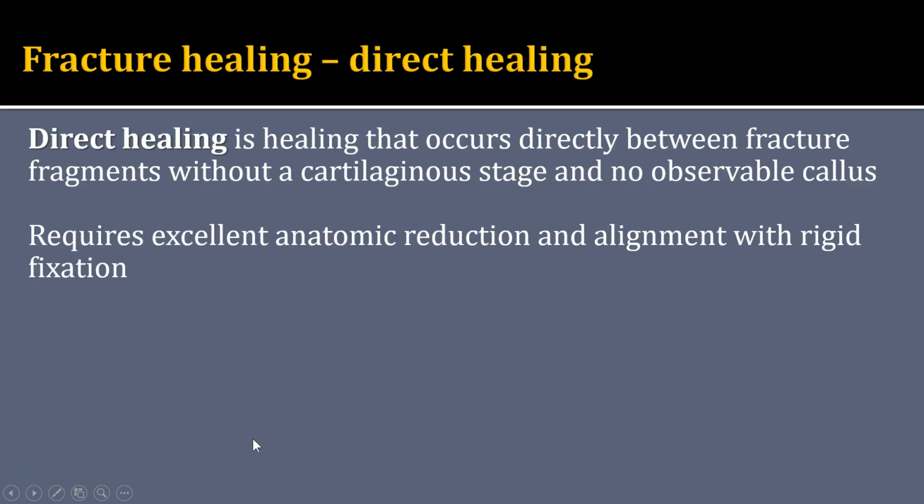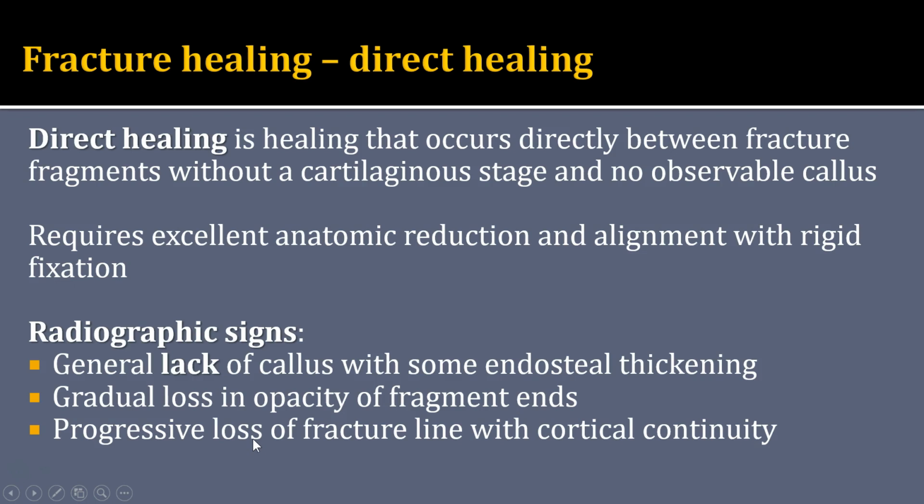Direct healing is healing that occurs directly between the fracture fragments without a cartilaginous stage and no observable callus. This is fibrous bone that forms, followed by remodeling and reconstruction of the Haversian system across the fracture. Please learn more about direct and indirect healing in your surgery lectures. To see direct healing requires excellent anatomic reduction and alignment with very rigid fixation, and there should be a very minimal gap, less than 1/3 of a millimeter.